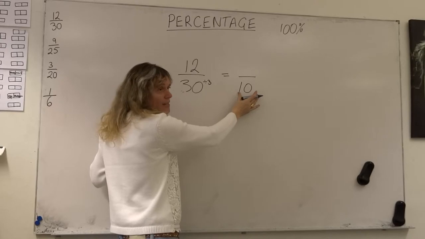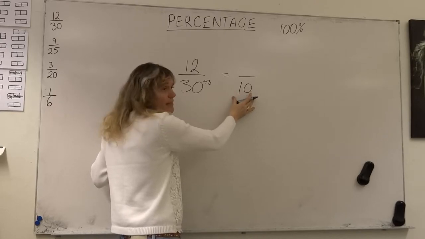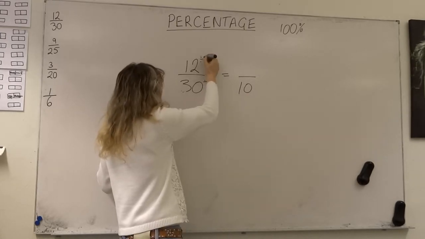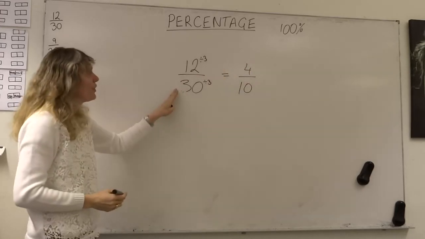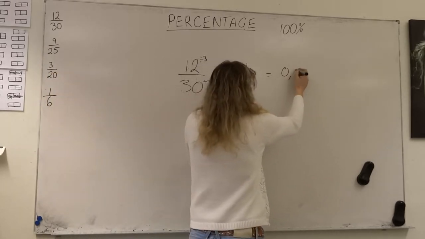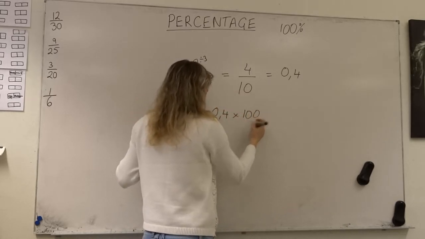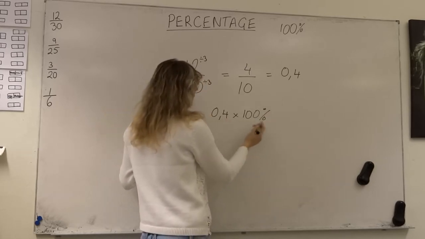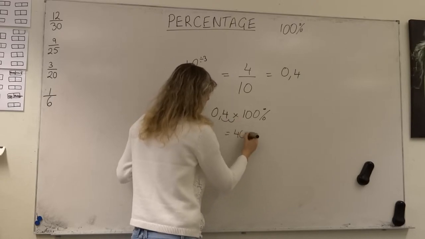Fractions with tens, hundreds, or thousands on the bottom are really easy to convert into decimal and percentage form. If we divided the bottom number by 3, we have to divide the top number by 3. 12 divided by 3 is 4. So 12/30ths is equivalent to the fraction 4/10, which is equivalent to the number 0.4. And 0.4 as a percentage, we multiply any decimal by 100, 0.4 times 100, we move the decimal point 2 places, would be 40%.